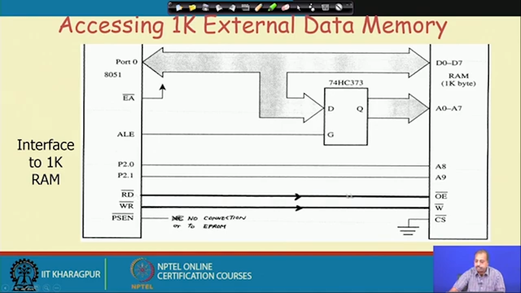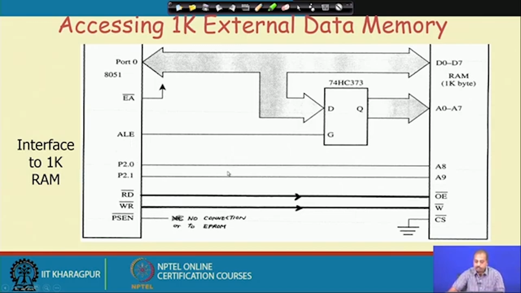So, the read bar line is connected to the OE bar, or output enable, of this RAM chip, and the write bar line is connected to the write pin of the RAM chip. There is no other decoding done. This CS bar pin is grounded, so this RAM is always enabled. Whenever the address is put onto the address bus and the read bar or write bar signal is given, the content of the memory cell will be available on the data bus to be read by port 0.